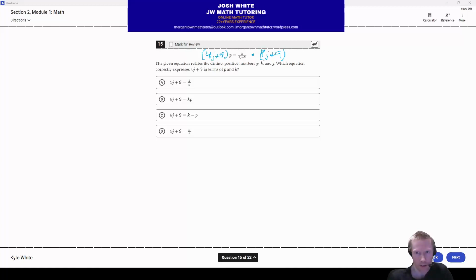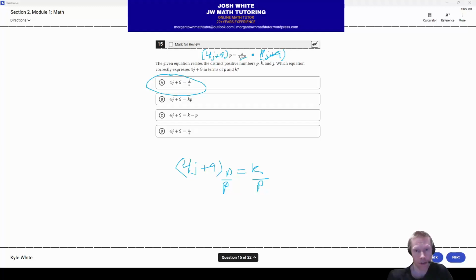And then once you do that, that'll cancel out on the right. On the left side, you have 4j plus 9 times p, and that's equal to just k now. And then you can just divide by p. So the correct answer for this is going to be letter A. It's just k over p.